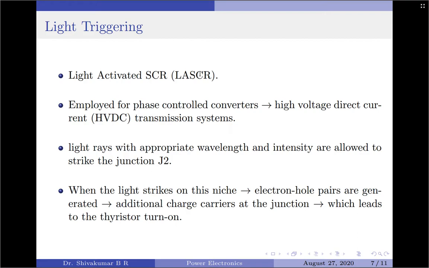LASCRs consist of a niche in the inner P layer. Therefore, when the light strikes on this niche, electron hole pairs are generated at the junction J2, which provides additional charge carriers at the junction, which leads further to the thyristor turn on.